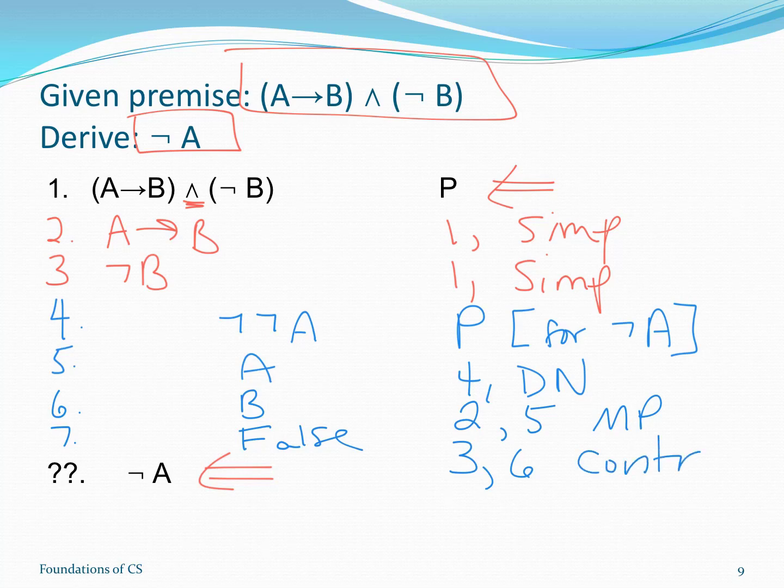And conveniently, that makes this line 8. We can conclude not A based on lines 4 through 7. Notice it's not 4 comma, but 4 through 7. And our indirect proof. And we can say QED. So there you go.